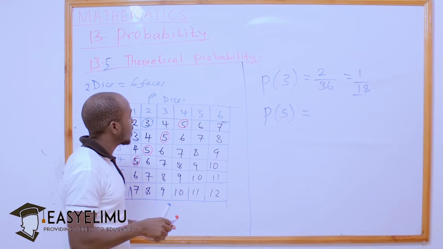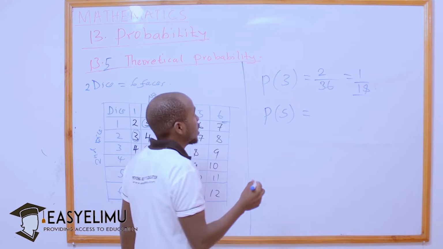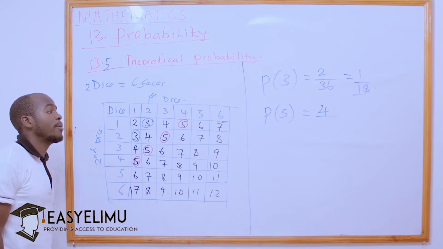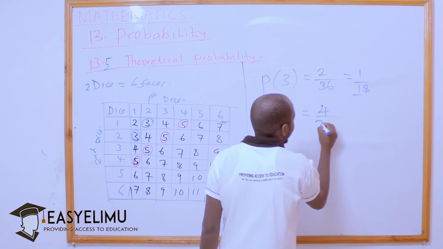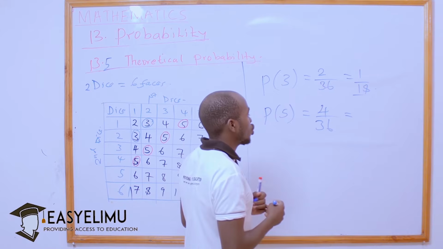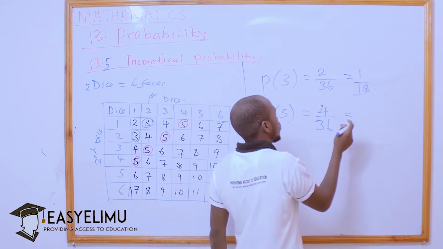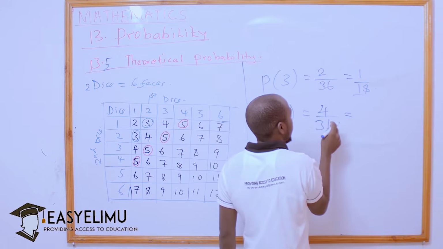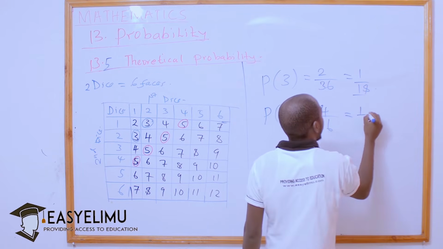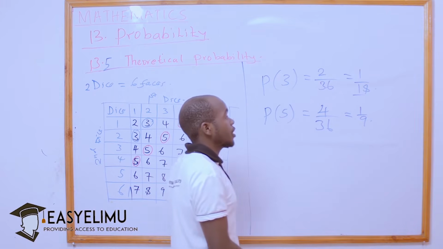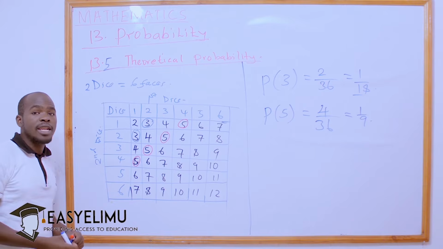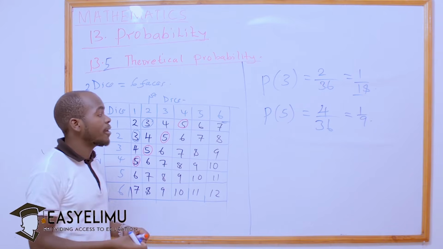So if that is the case, we are having 4, then we shall take 4 over the total number of sample space, and the sample space here is 36. So the favored outcomes are 4 and the total number of trials is 36. So we shall have 4 over 36, which gives 1 over 9. So that is what we shall have as the probability of obtaining the sum of the faces showing 5.